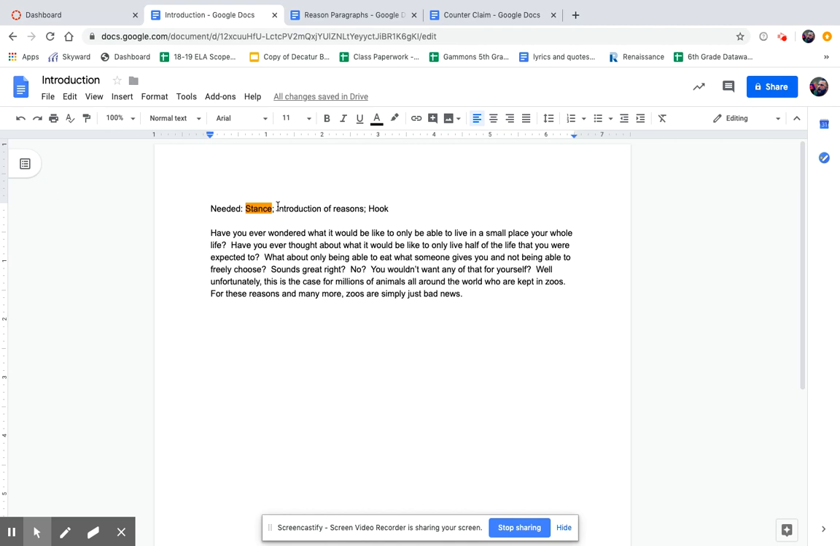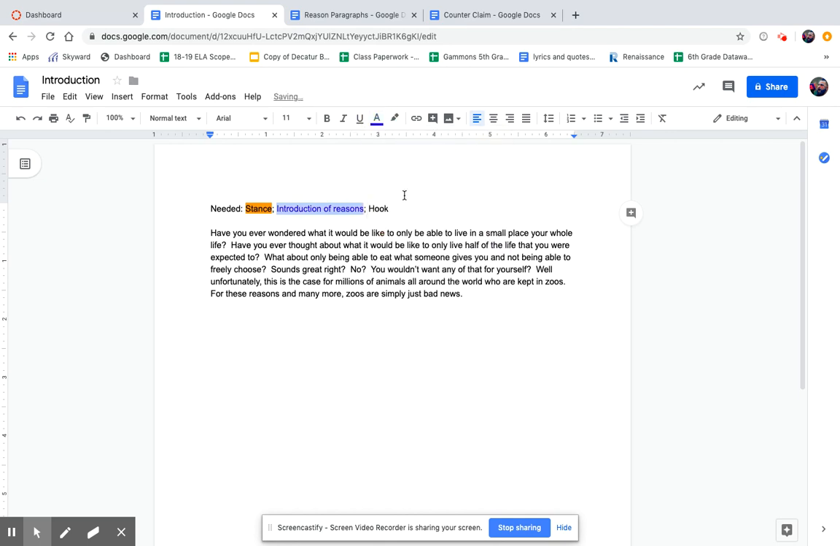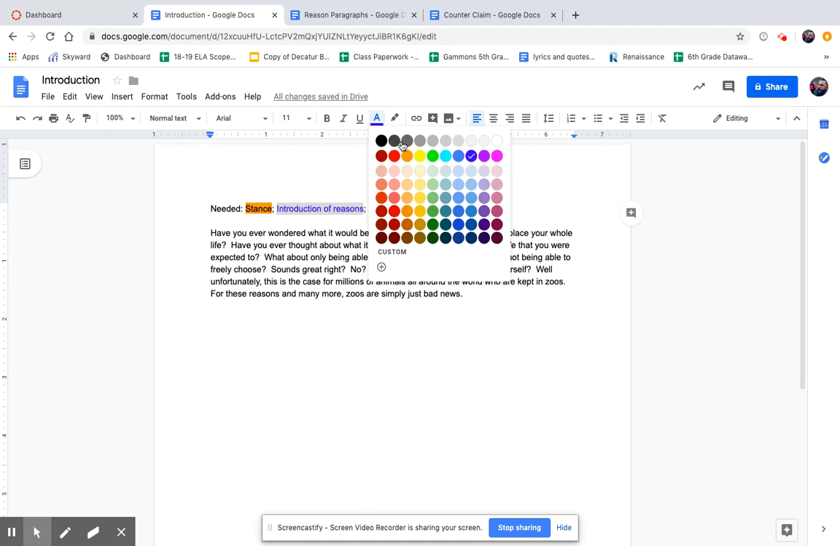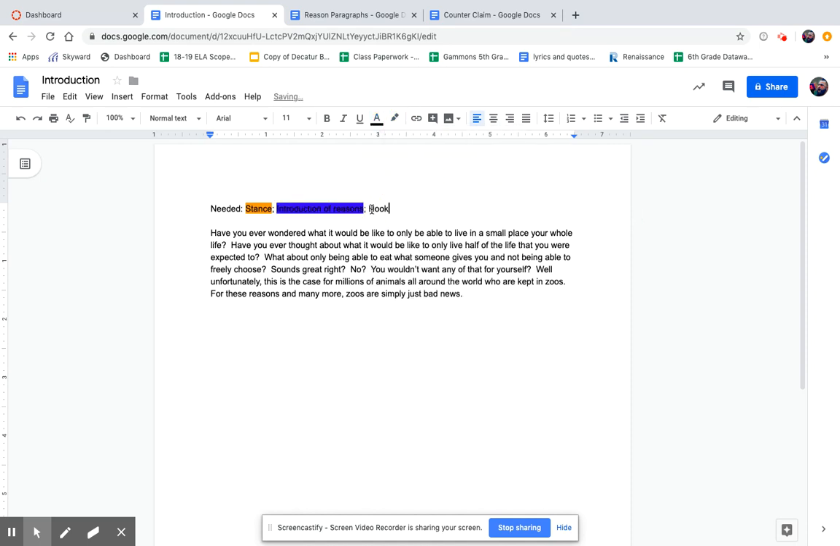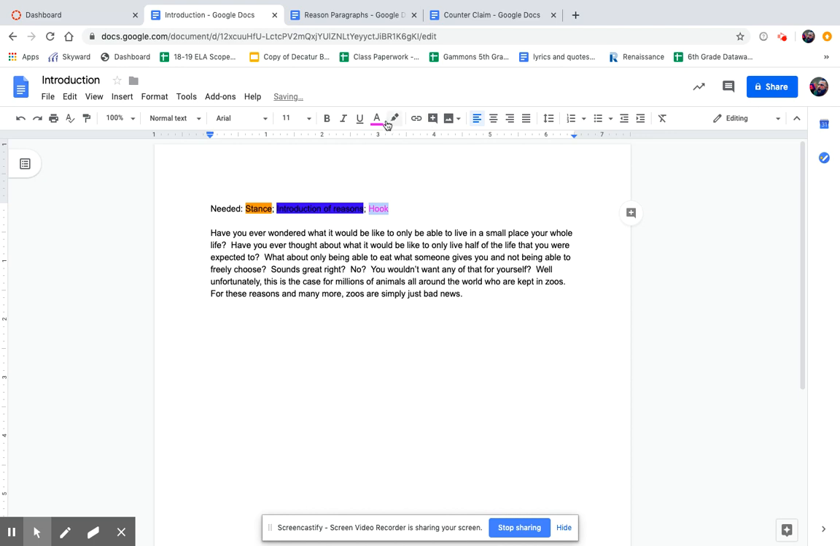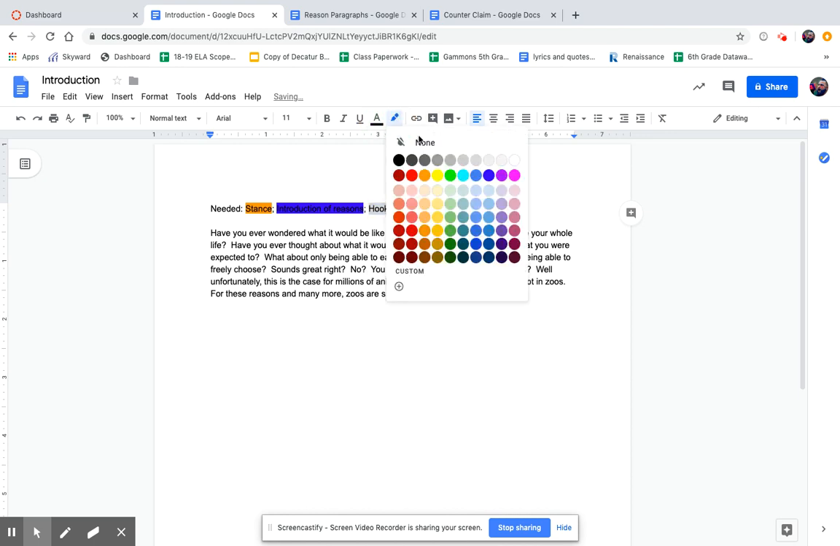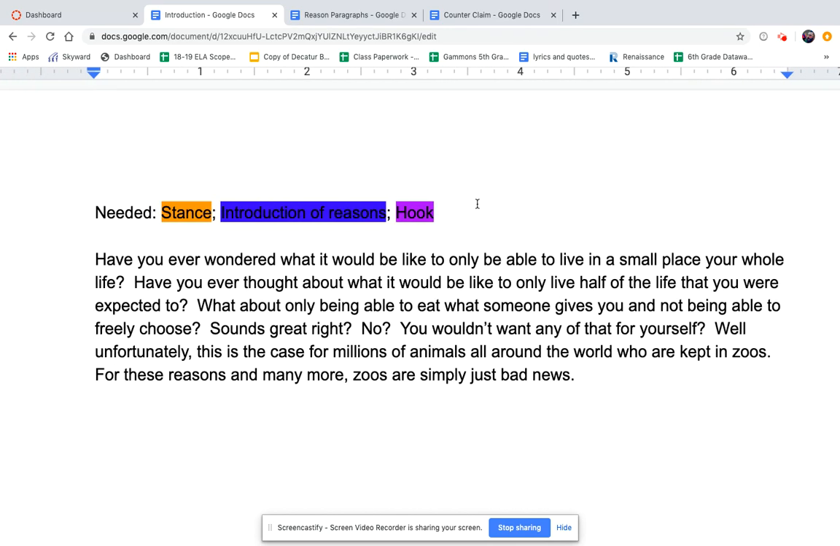After that, you need to have an introduction of reasons. I'm going to highlight that in blue so that we can see that. And then the hook is going to need to be, sorry, changing the font instead of the highlighting color. Now, let me zoom in on this really quickly so you can see it a little bit better.